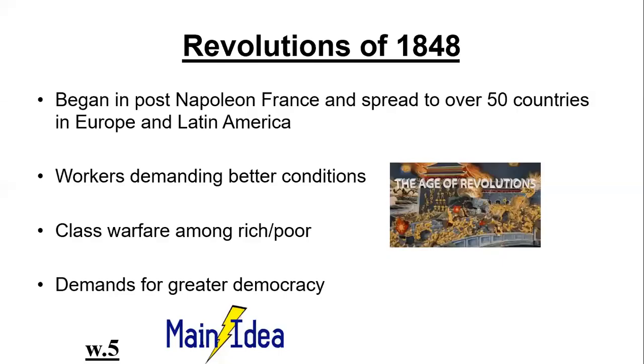Okay, finally, as we get ready to close this unit, the revolutions of 1848 began in post-Napoleon France, and they spread to over 50 countries. It spread like a virus. Once people saw the freedom of other nations, they wanted it as well. Workers demanded better conditions. There was class warfare. There were too few rich people and way too many poor people. And the poor people demanded not only equality, but they wanted more wealth. They also wanted greater democracy. So, the revolutions of 1848.